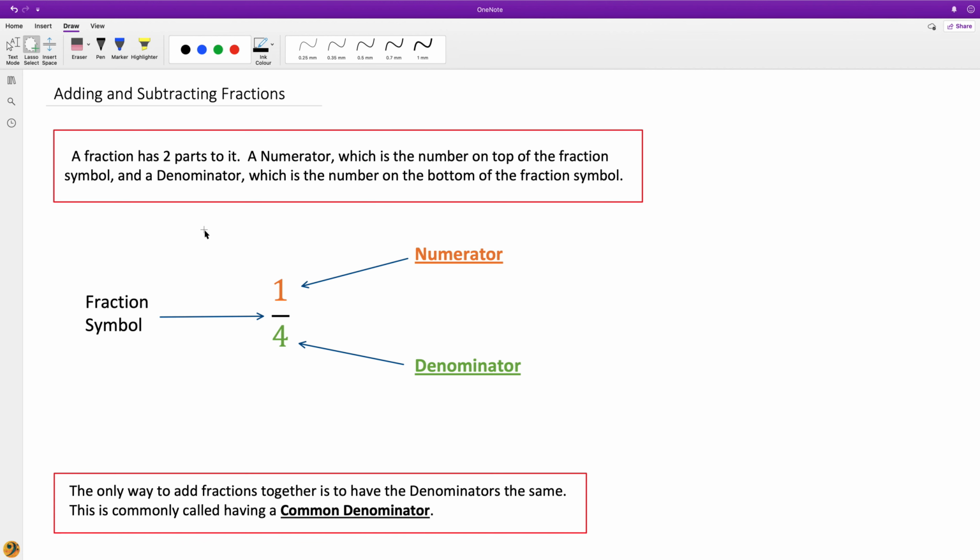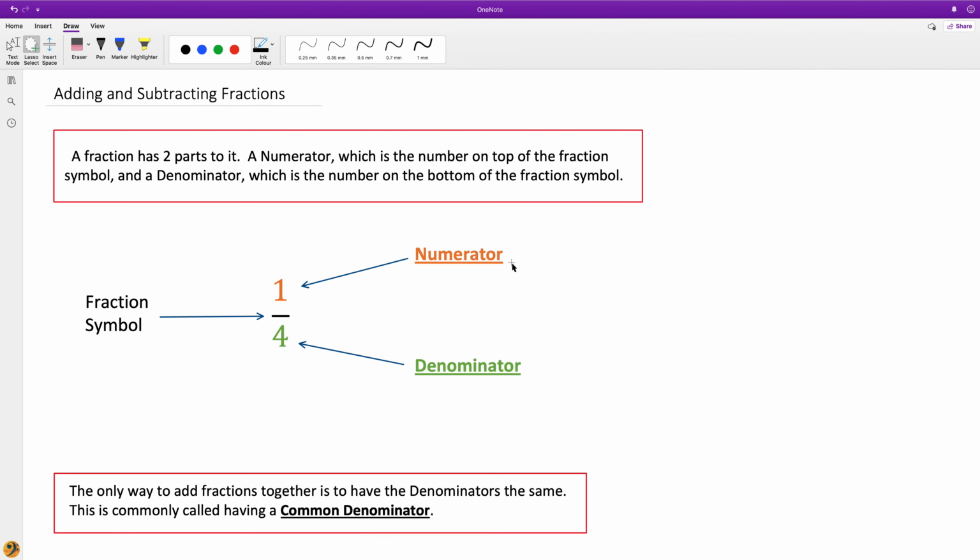Okay, so adding and subtracting fractions. All right, so we've got a bit of a description up here. We'll go back to basics to start with. A fraction has two parts to it: a numerator, which is the number on the top of the fraction symbol, and a denominator, which is the number on the bottom of the fraction symbol.